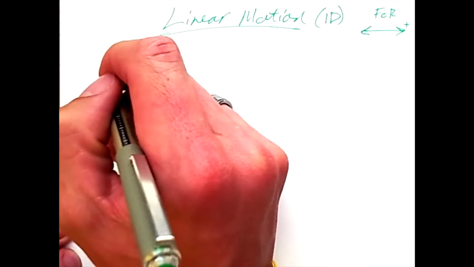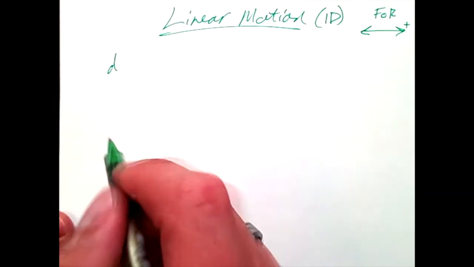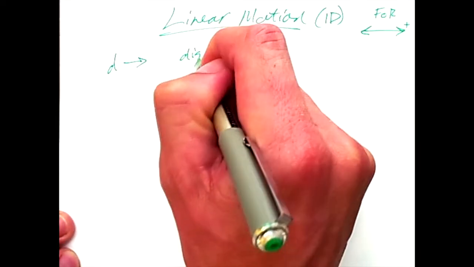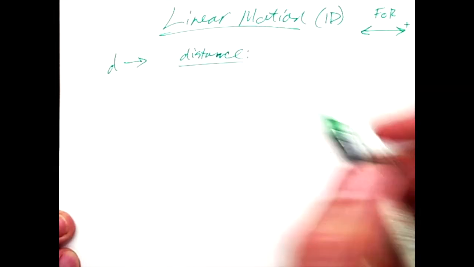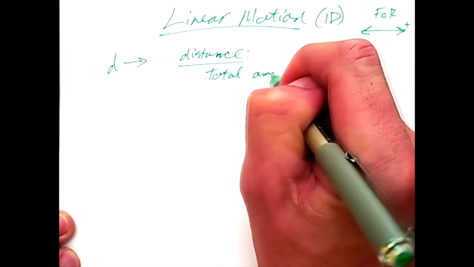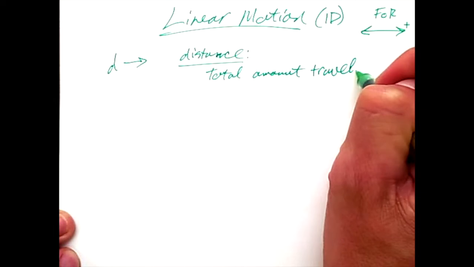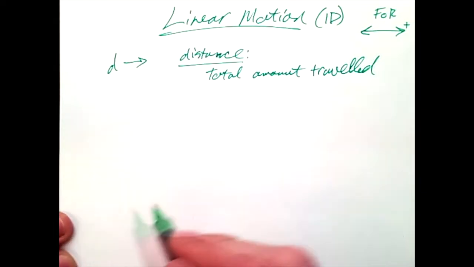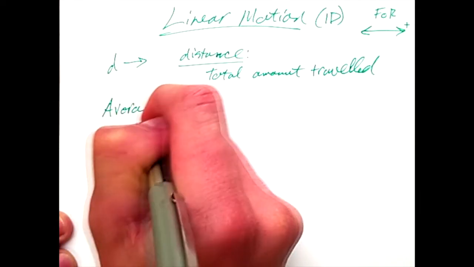This offers a little bit of confusion because of the variable d, which in most cases has been defined as distance. Distance is the total amount traveled. This is useful when calculating a value known as average speed.